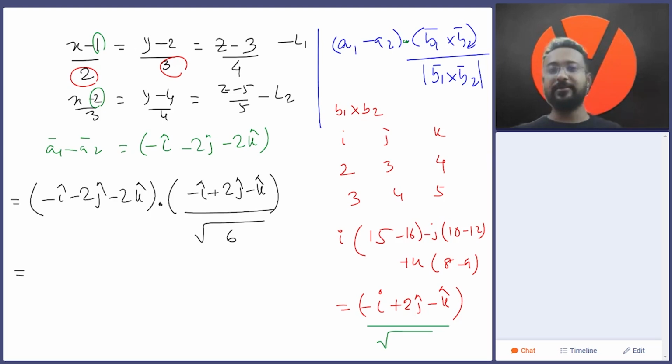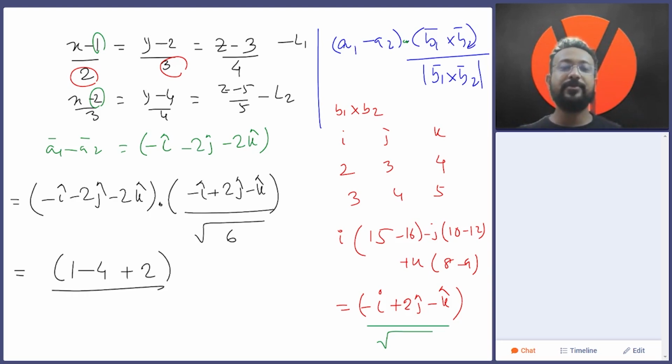Obviously, later on you can take the modulus for this, if it comes out to be negative. So I think, sir, if we multiply minus 1 is plus 1, minus 2 plus 2 is minus 4, minus 2, and then minus 1 is plus 2, I think. Divided by root 6. Yes. So finally, I got minus 1 by root 6.